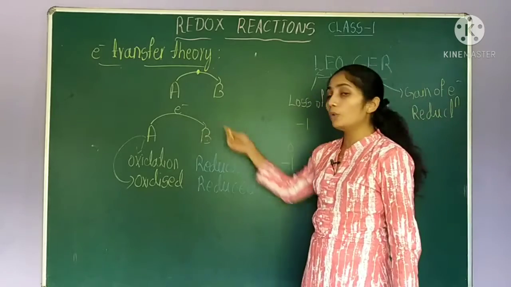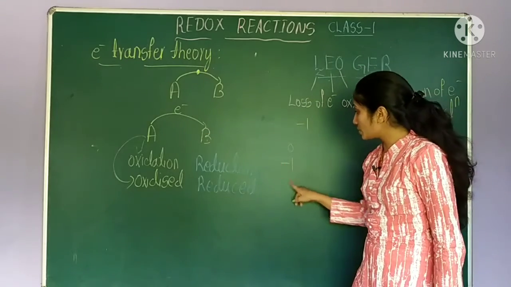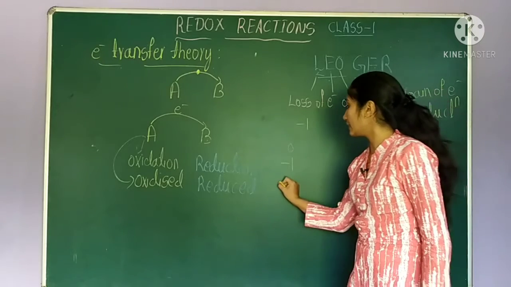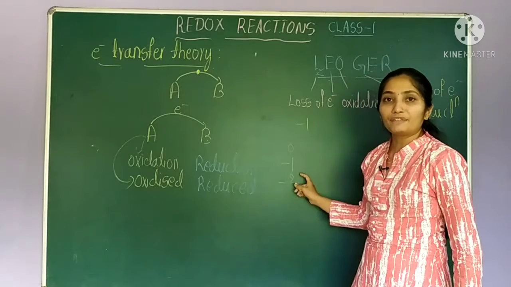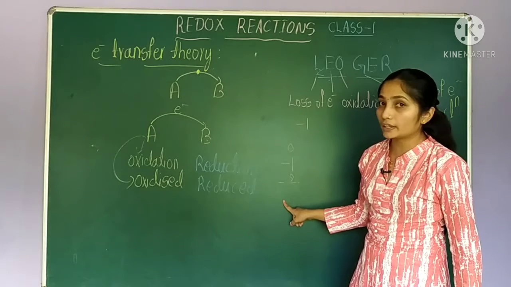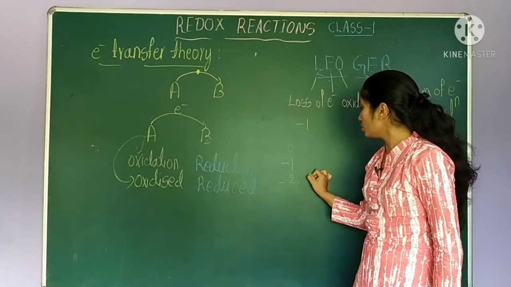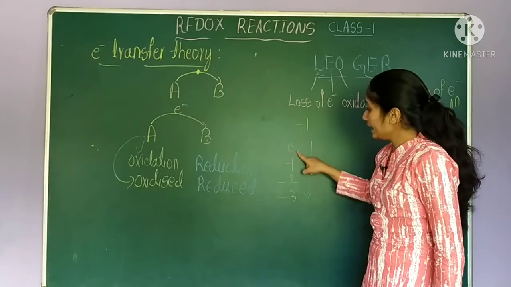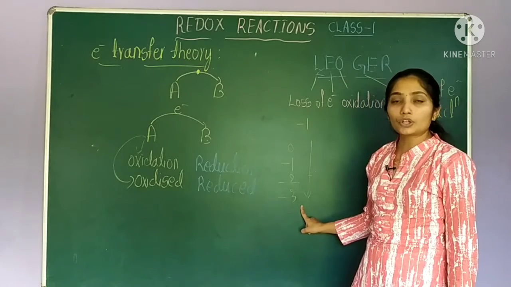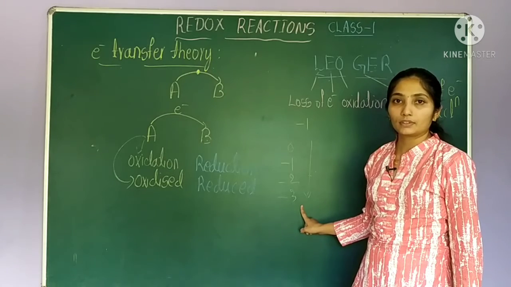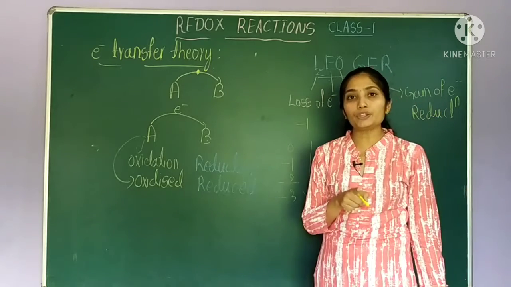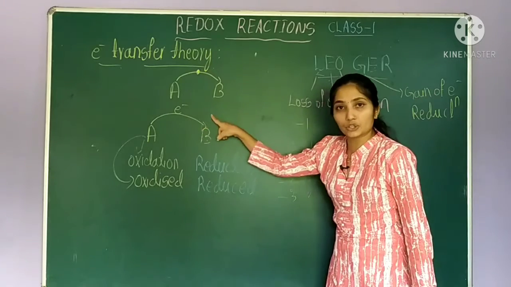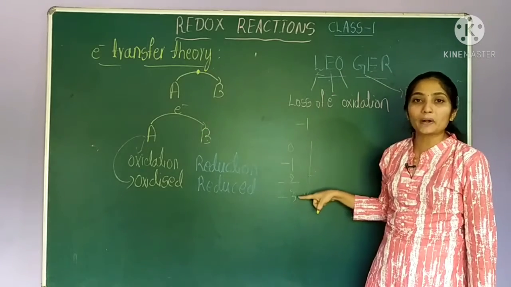Now I'll add one more electron to this. The charge was already -1. I'll add one more electron, that means -1 plus -1, that is -2. If I add one more electron, -2 plus -1, that is -3. See, on adding electron, the charge on the atom will reduce. Since electron is negatively charged, the charge on this atom which is accepting electron will be reduced. So this is called reduction.